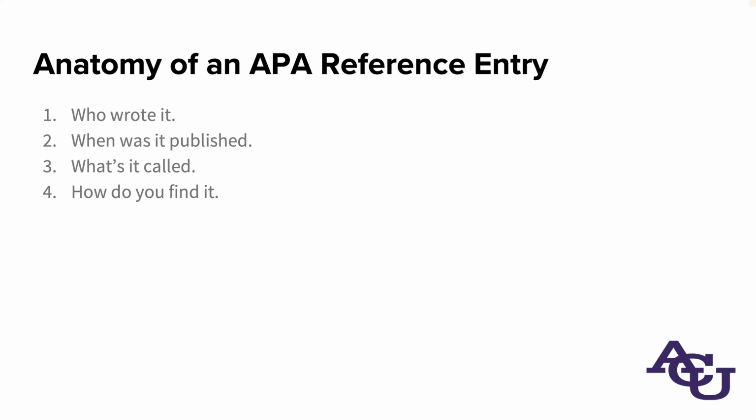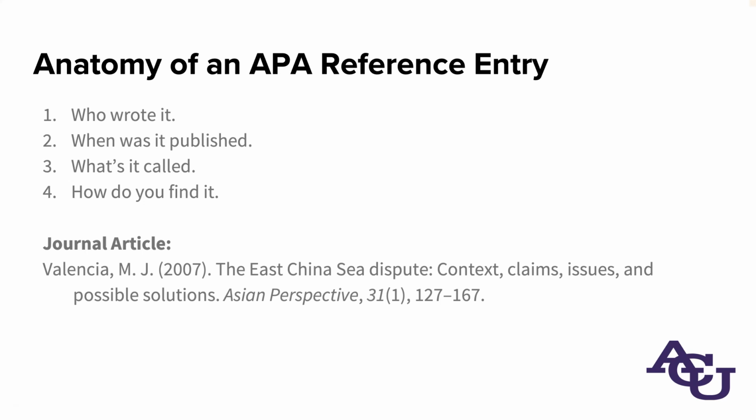Your reference should say who wrote it, when was it published, what is it called, and how do you find it. So for example, a journal article, you have the author, M.J. Valencia. When was it published? The year 2007. What's it called? The East China Sea Dispute, Context, Claims, Issues, and Possible Solutions. And how do you find it? Why, you grab the journal Asian Perspective, Volume 31, Issue 1, pages 127 to 167.